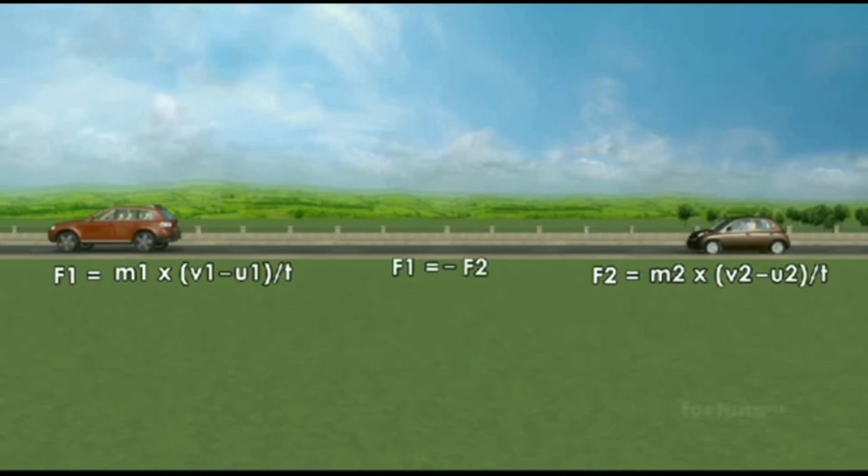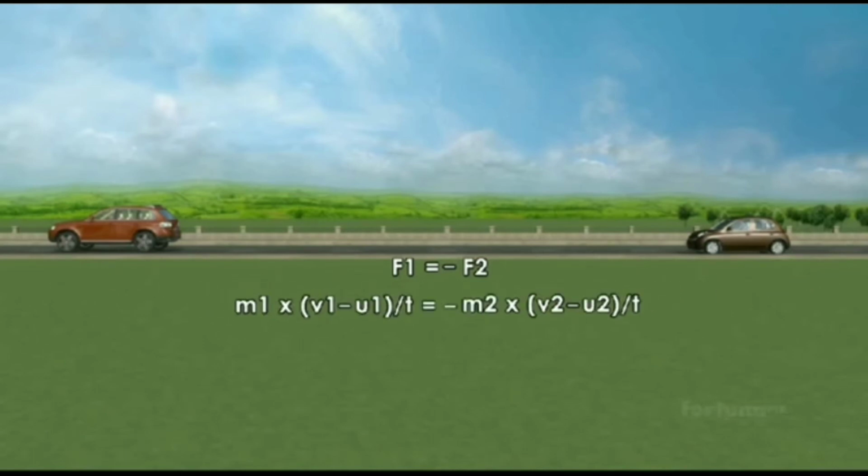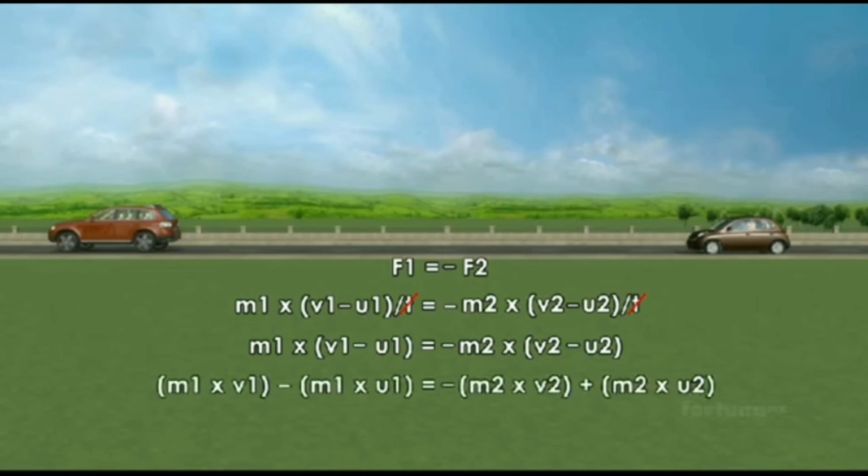Because both forces are equal and opposite, we can also write them as m1 into v1 minus u1 upon t is equal to minus m2 into v2 minus u2 upon t. We can cancel t, the common factor of time, in the equation. So we write that m1 into v1 minus u1 is equal to minus m2 into v2 minus u2. The equation can then be simplified: m1 v1 minus m1 u1 is equal to minus m2 v2 plus m2 u2.